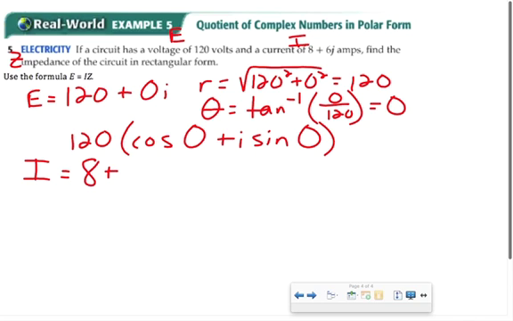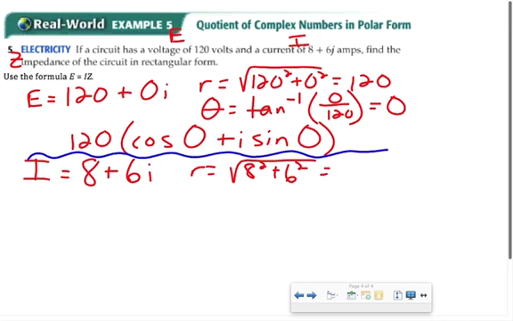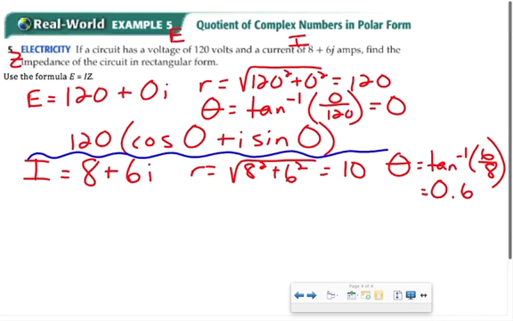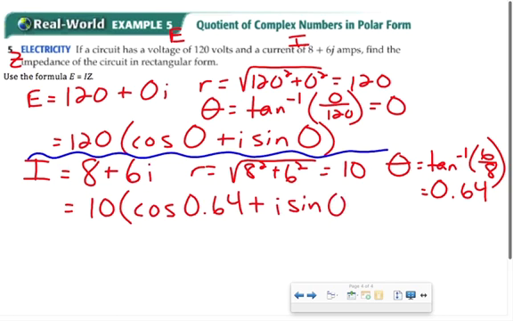I'm going to rewrite that as 8 plus 6i, and I'm going to rewrite that as a polar complex number. So r equals the square root of 8 squared plus 6 squared, which is 10. My theta is the inverse tangent of 6 over 8. So in my calculator, I take 6 divided by 8 and take the inverse tangent of that, and it is 0.64 approximately. So now my I value as a complex polar number is 10 times the cosine of 0.64 plus I times the sine of 0.64.